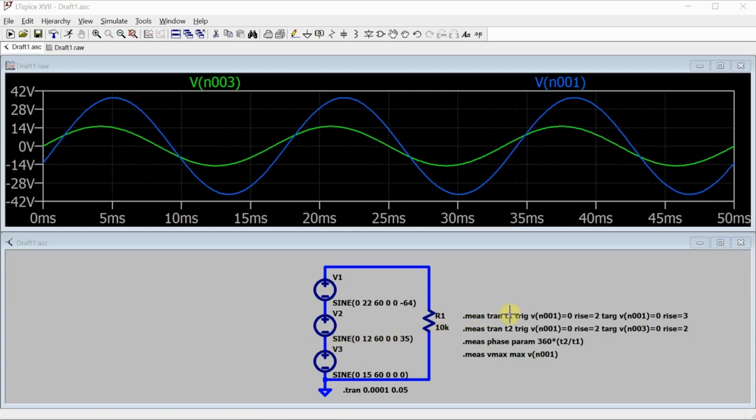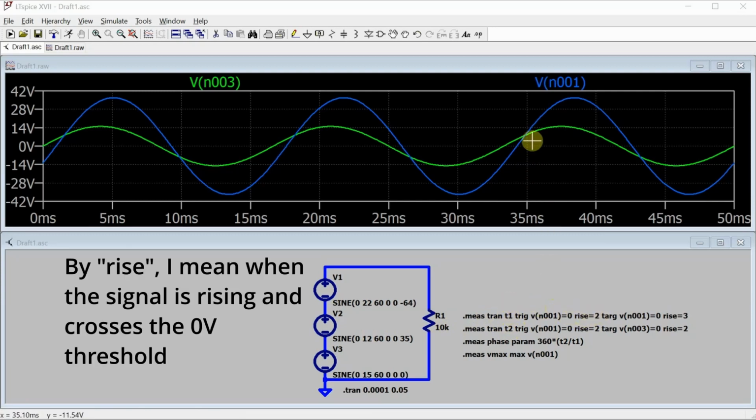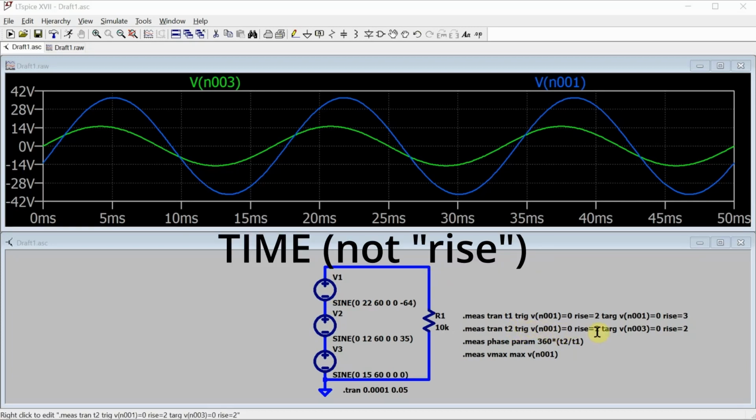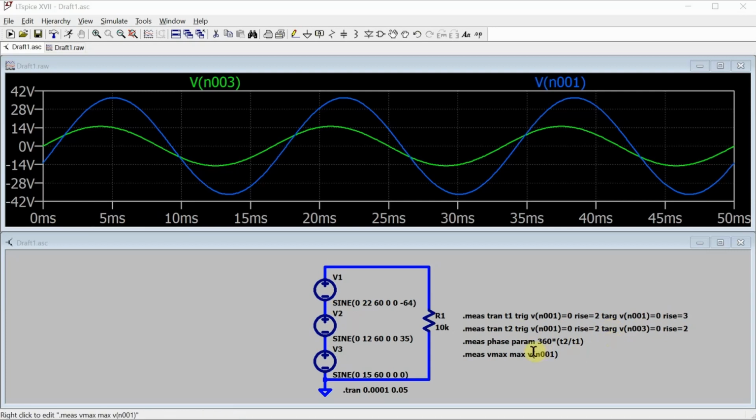And the way that it works is I'm measuring two different times and then figuring out that phase shift that time represents. So the first time, T1, is the time from the second rise of N001, so that's this voltage here, to the third rise of N001. So that's telling me what the period of this signal is. The second one is telling me the time from the second rise of N001 to the second rise of N003. That's telling me the time between the two signals. And then this last one is calculating the phase based on that time difference. Then this fourth measurement is simply telling me the maximum of N001, so the maximum of the voltage across this.